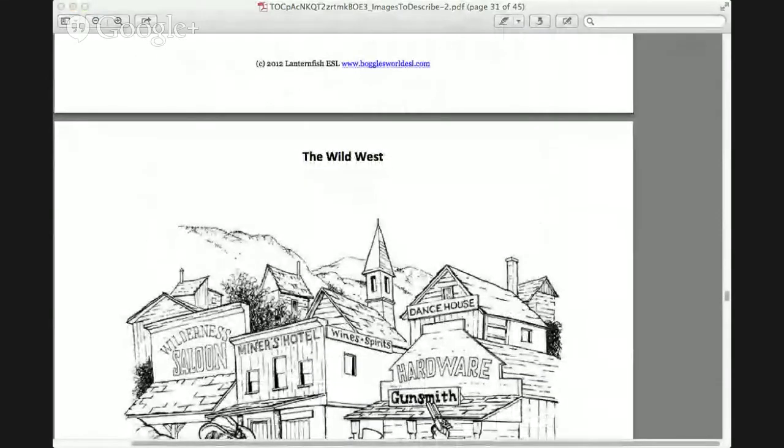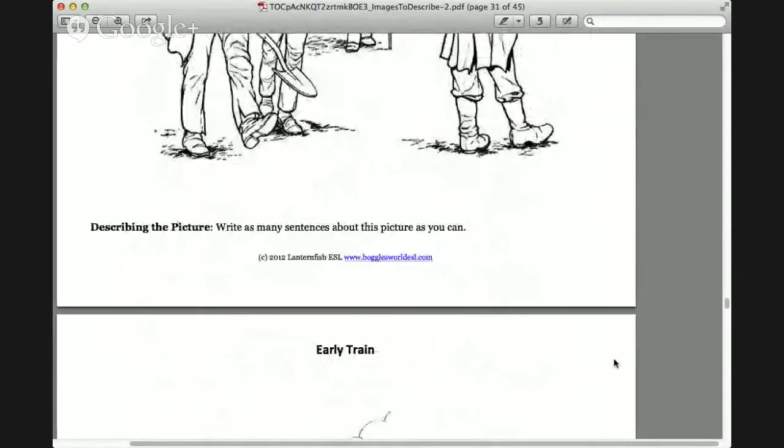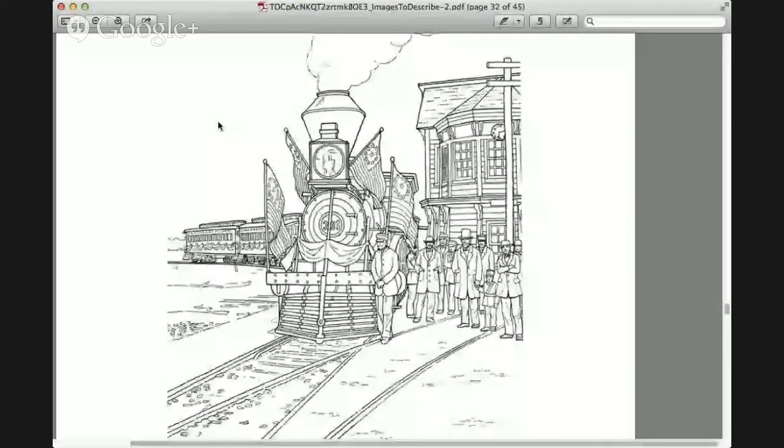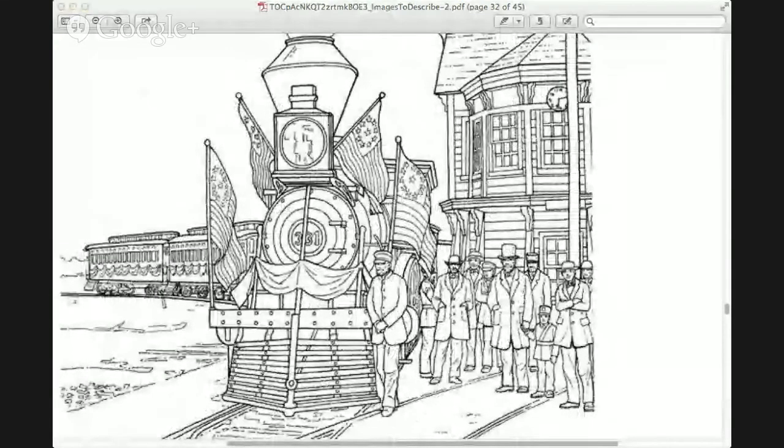Let's look at another picture. This one is for you, Gott. Okay, early train, it's called, early train. So, what do you see here? Many people waiting for someone in the train. The train is just arrived in the station. Yeah, they're at the train station.